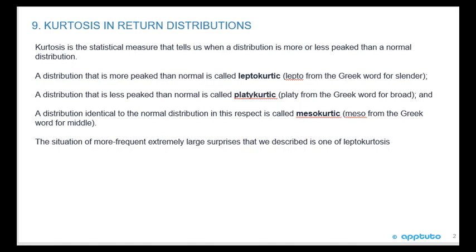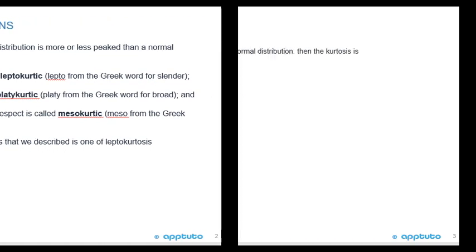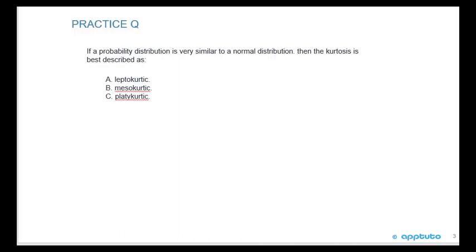The situation of more frequent extreme large surprises that we described is one of leptokurtosis. So you've got more frequent extremely large surprises. That's going to give you a distribution that is more peaked and more slender. Leptokurtosis. So let's just do a quick little practice problem to check your understanding.